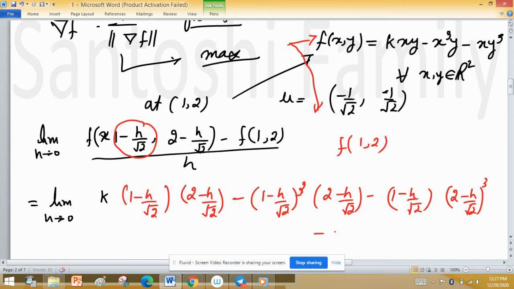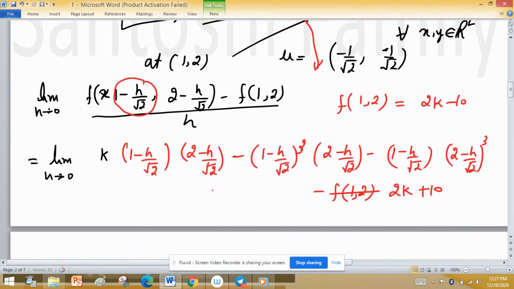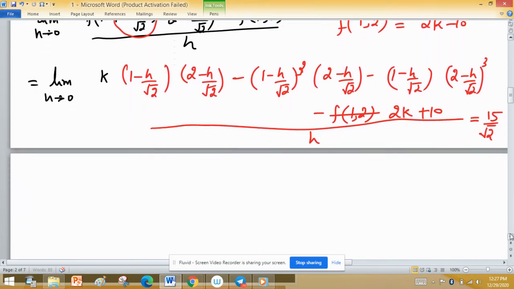We should use f of (1, 2), and when we put it in, it will be 2k minus 10. So use the directional derivative directly: minus 2k plus 10, divided by h, equal to 15 upon root 2. This directional derivative is equal to 15 upon root 2.